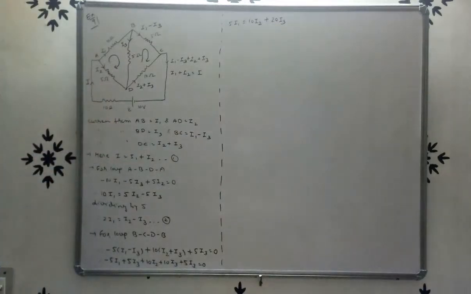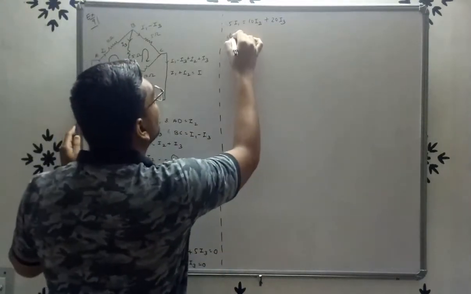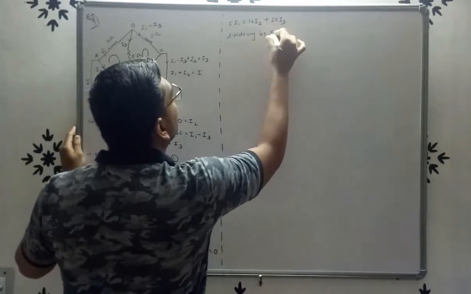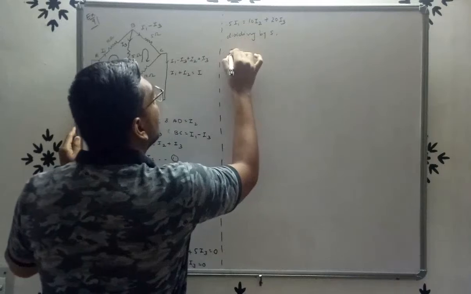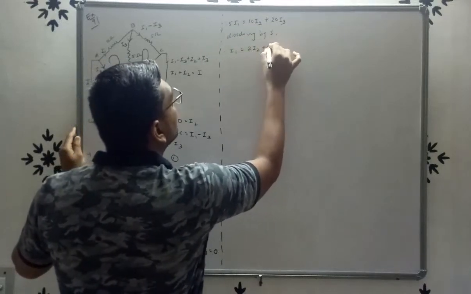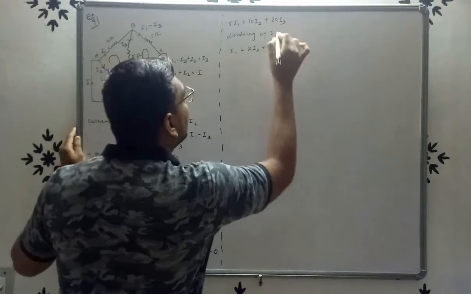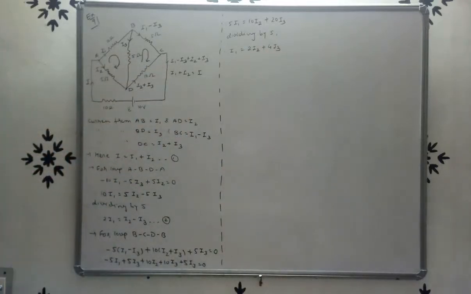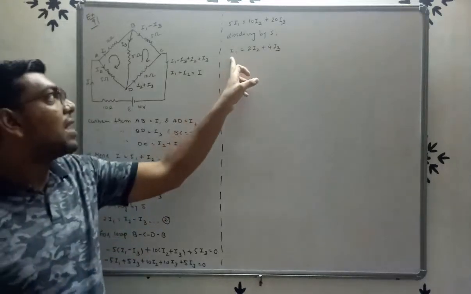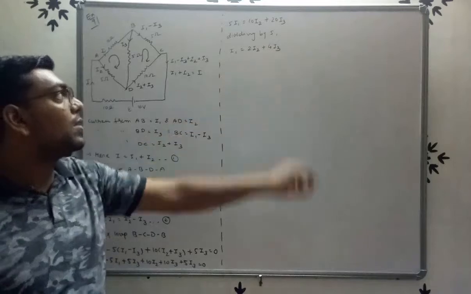Again we divide this equation by 5. So dividing by 5, we get I1 is equal to 2I2 plus 4I3. Here the value of 2I1 is I2 minus I3. Here I1 is equal to 2I2 plus 4I3.